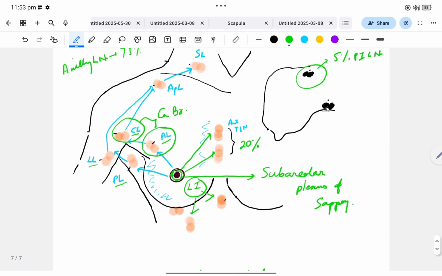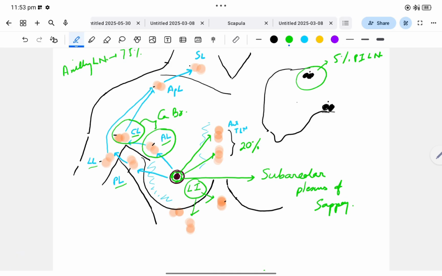So hope you understand the lymph nodes and lymphatic drainage of the breast, and with the help of diagrams it has become easy to understand the pathway of lymph drainage of the breast.